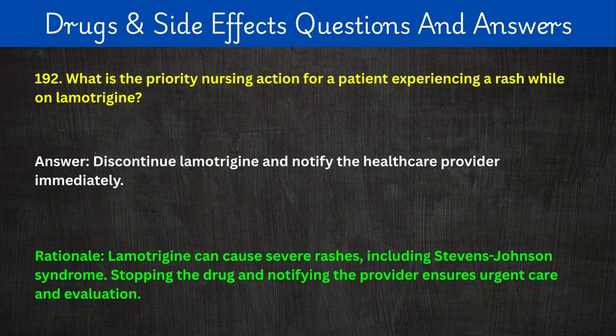192. What is the priority nursing action for a patient experiencing a rash while on lamotrigine? Answer: discontinue lamotrigine and notify the healthcare provider immediately. Rationale: lamotrigine can cause severe rashes, including Stevens-Johnson syndrome. Stopping the drug and notifying the provider ensures urgent care and evaluation.